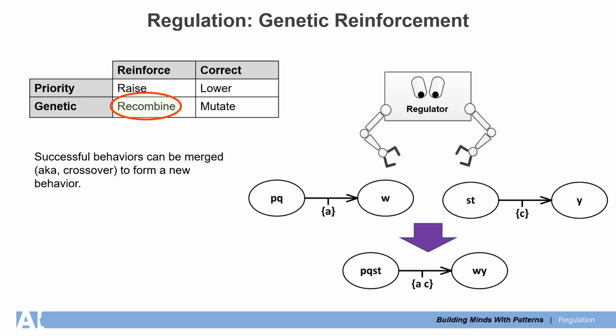Successful behaviors can also be combined via crossover, where context and results are merged. For example, if eating cashews on some occasions gives you pleasure, and eating raisins on other occasions gives you pleasure, you may try eating cashews and raisins together.